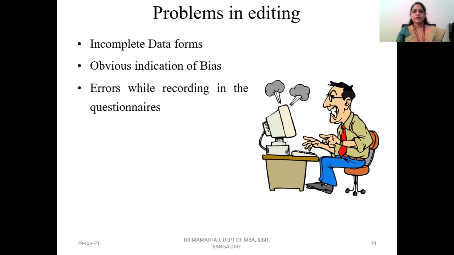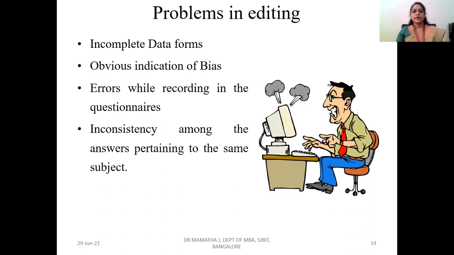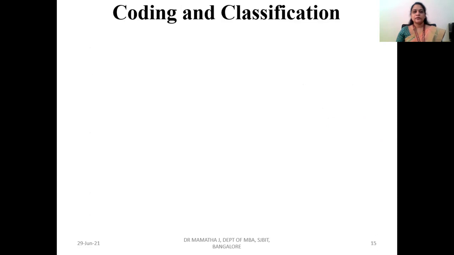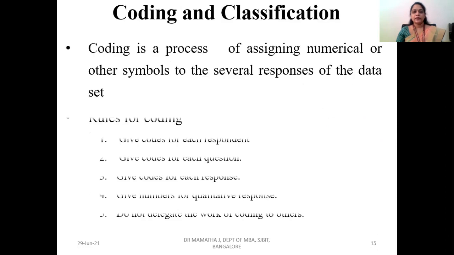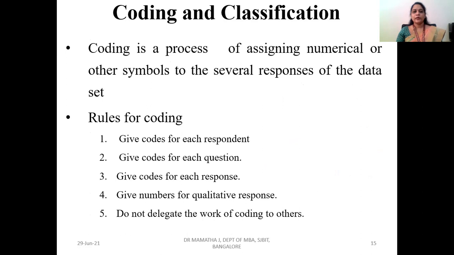So what are the problems in editing? One is incomplete data forms, as I told you. Obvious indication of bias will be there when the researcher gets himself involved. Errors while recording in the questionnaires during the data collection process. Then inconsistency among the answers pertaining to some subject, and the interviewer being dishonest while collecting the data, same thing as with respect to bias. Then incorrect answers.